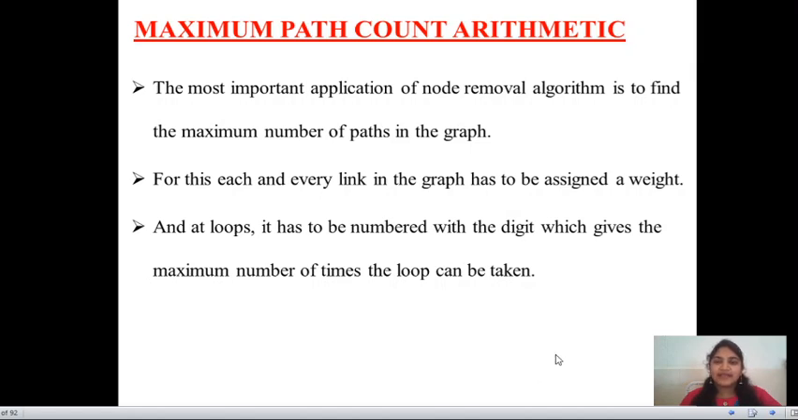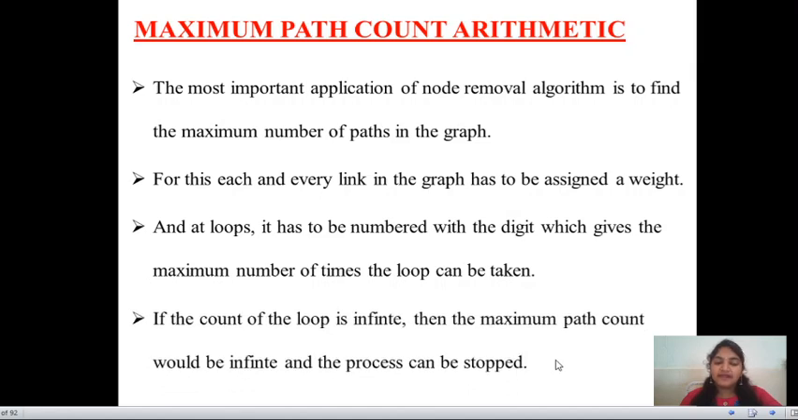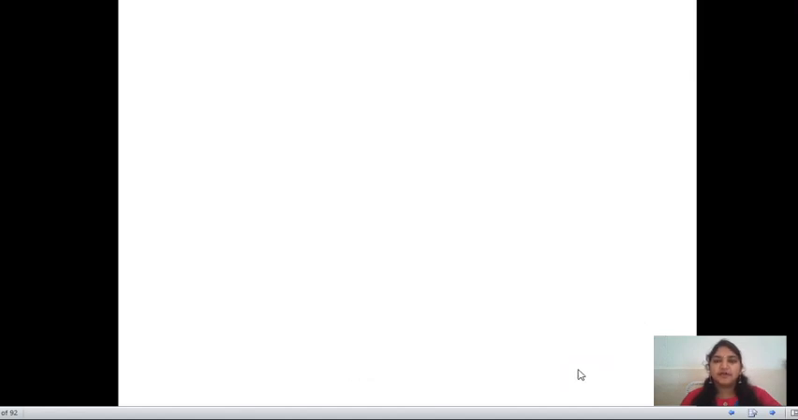You can take any maximum, like 3 or 4 or 5. Another way to define maximum path count arithmetic: if the count of the loop is infinite, then the maximum path count would be infinite and the process can be stopped. So we have to follow some arithmetic rules to define the maximum path count. I will show you an example of how the maximum count will be defined.